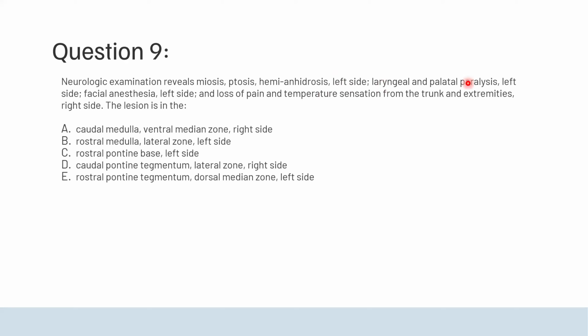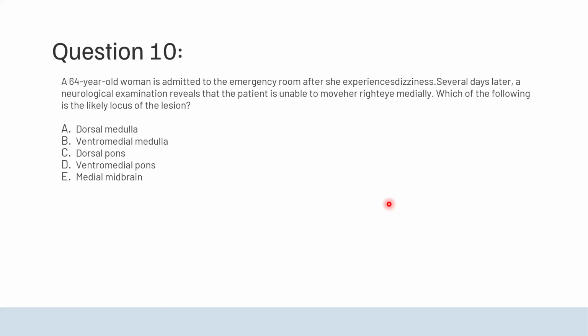Laryngeal and palatal paralysis on the left side. That means, what are we talking about? The vagus nerve. Facial anesthesia due to the left lateral spinothalamic. And then loss of pain and temperature once again from the trunk and extremities. Sorry, this is from the facial, and then this would be from the spinothalamic. So this lesion is in the medulla. It is in the lateral zone of the medulla on the left side. And it's on the rostral aspect because it's on the bottom. This rostral-caudal doesn't really make that much of a difference as long as you get the rest correctly. Okay?